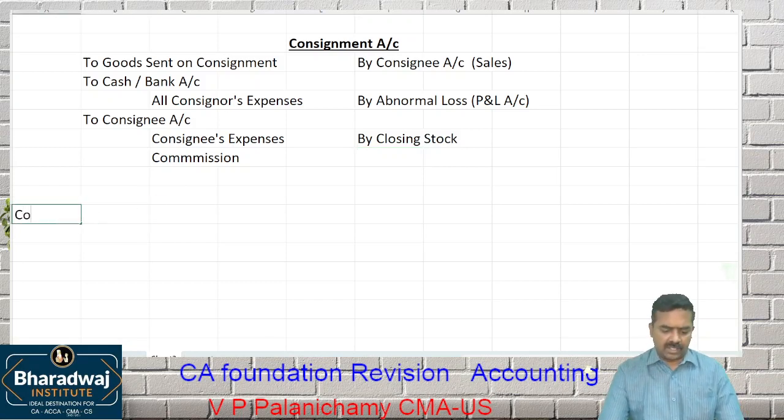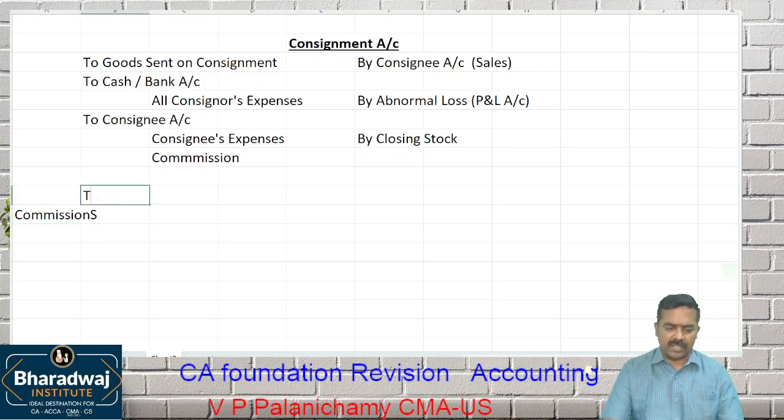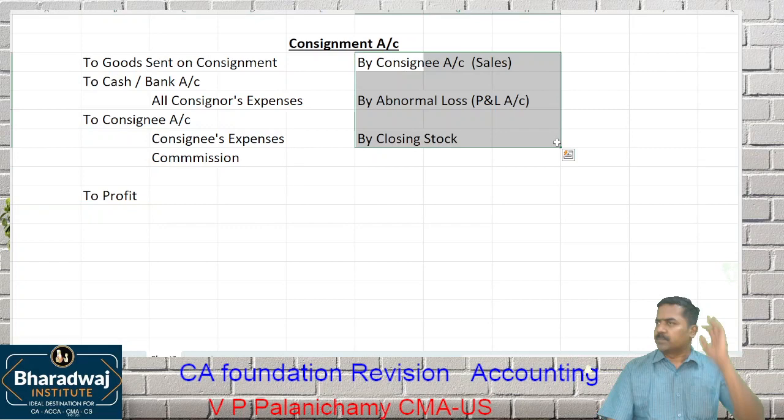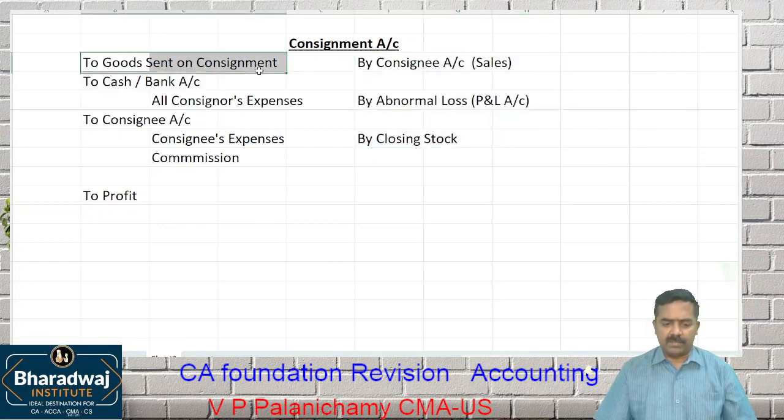Now, there are different types of commissions. If we tally this, you will get net profit or profit to be transferred to P&L account. So far, pay attention. Debit the expenses, credit the incomes. It's more like a trading account. Sometimes the goods may be sent at invoice price.